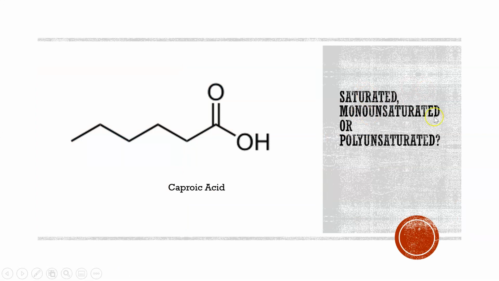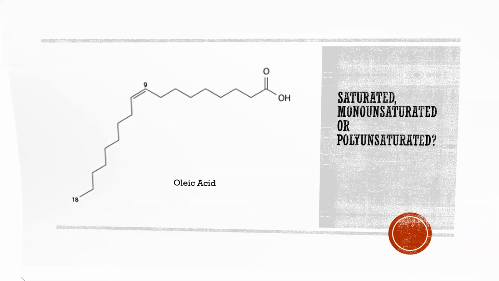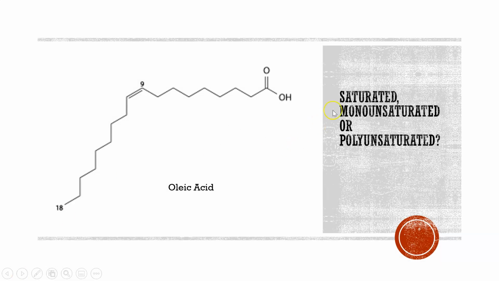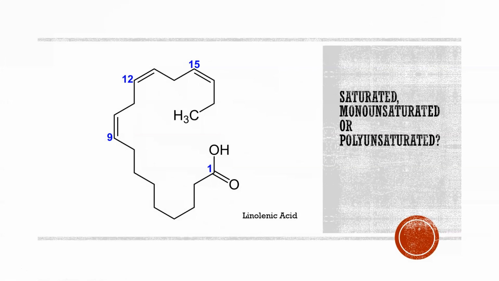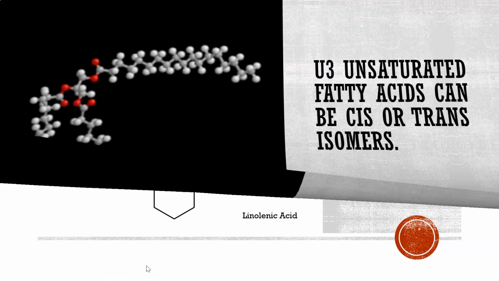Okay, saturated, monounsaturated, or polyunsaturated? Caproic acid, there is no double bond in here. It is saturated. Saturated, monounsaturated, or polyunsaturated? We've got one double bond there, making it monounsaturated. That's our oleic acid. And here we've got linoleic acid, and that is polyunsaturated because it's got several double bonds.